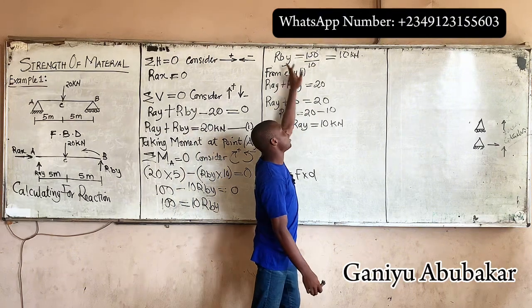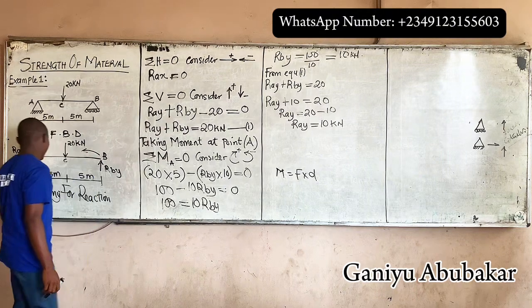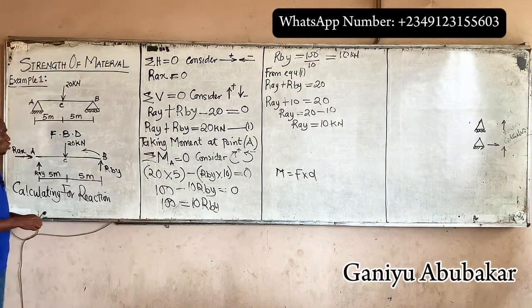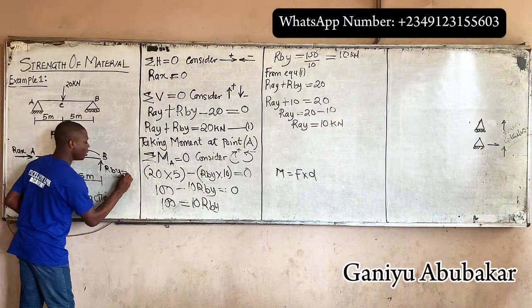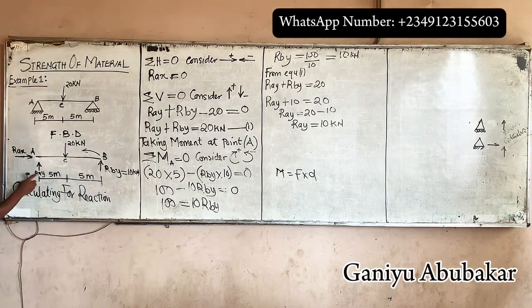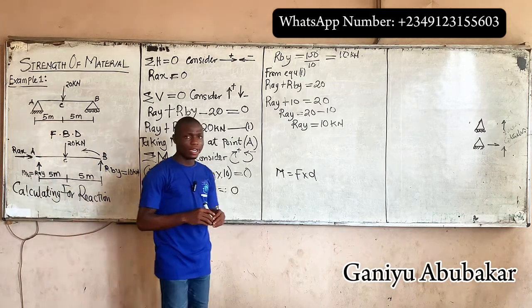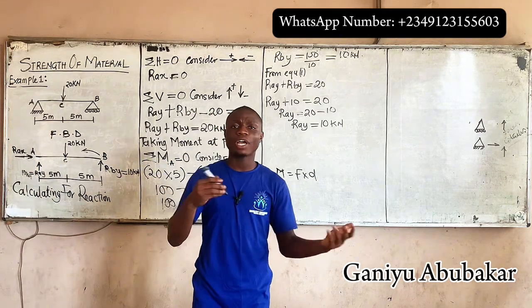My RBY is 10, as you can see. So I'm putting the two reactions for each support. RBY is 10 kilonewton, and RAY is also 10 kilonewton. So I'm putting the values for RAY and RBY. That's the first task: get your reactions.